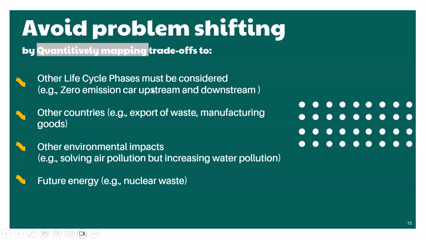So how do we avoid problem shifting? You have to quantitatively identify the problems as we discussed earlier and find a feasible solution that does not harm the environment. For example, we have to reduce our greenhouse gas emissions, but we should not increase the reliance on rare earth materials. So we have to precisely balance, and we have to understand from the global perspective also.